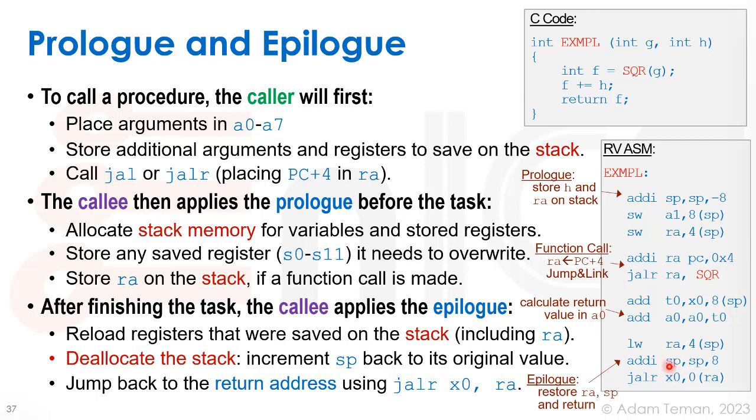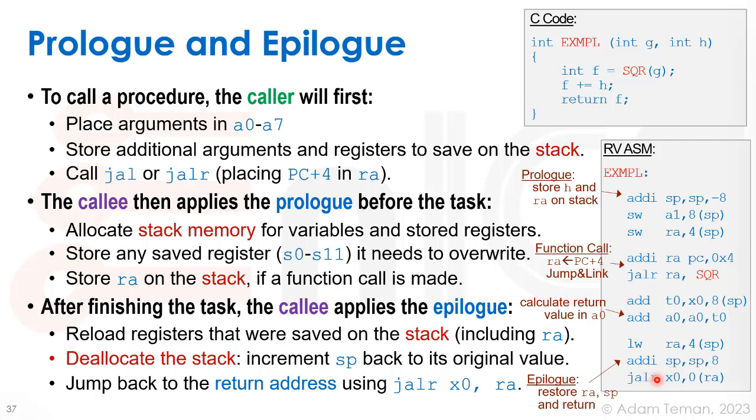So how do we deallocate the stack? We're going to increment the stack pointer by 8. That's over here. So now SP is returned to its initial value. Initially, we decreased it by 8. Now we incremented it by 8. Now stack pointer is back to its initial value when we made the call.